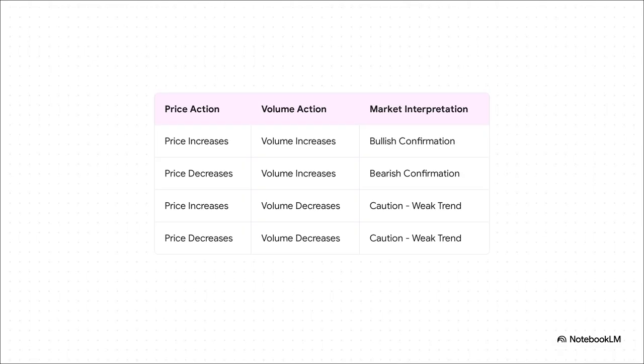Another absolutely crucial piece of the puzzle is volume. That's just the number of shares being traded. Think of volume as conviction. A big price move on high volume is like someone shouting. A move on low volume is just a whisper. So if a price is rising and volume is also rising, that's a strong confirmation. But a rising price on low volume? That's a huge red flag. It suggests the move is weak and could fail at any moment.